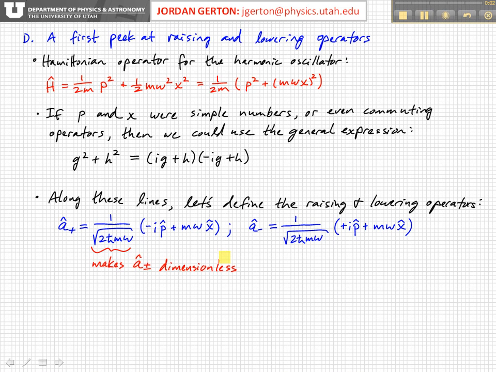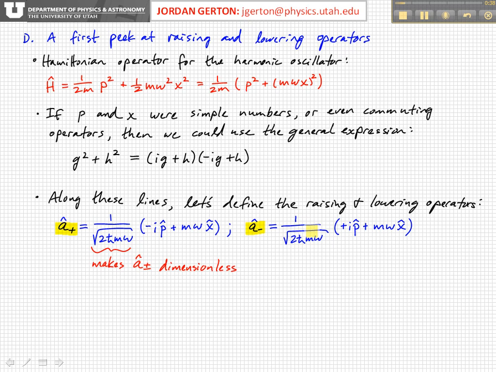Okay, so again, what I was saying is that the raising operator A plus is equal to this prefactor, which basically makes the dimensions work out so that A plus is dimensionless. This is equal to this constant times minus i times the momentum operator p plus m omega times the position operator x. And A minus is just equal to something very similar but with a plus sign.